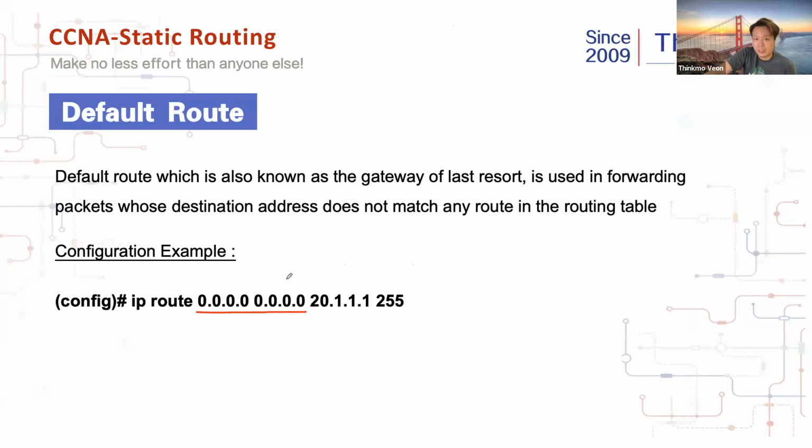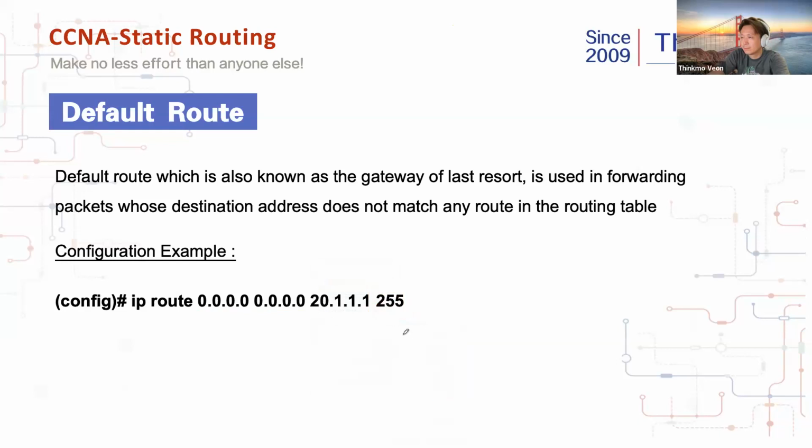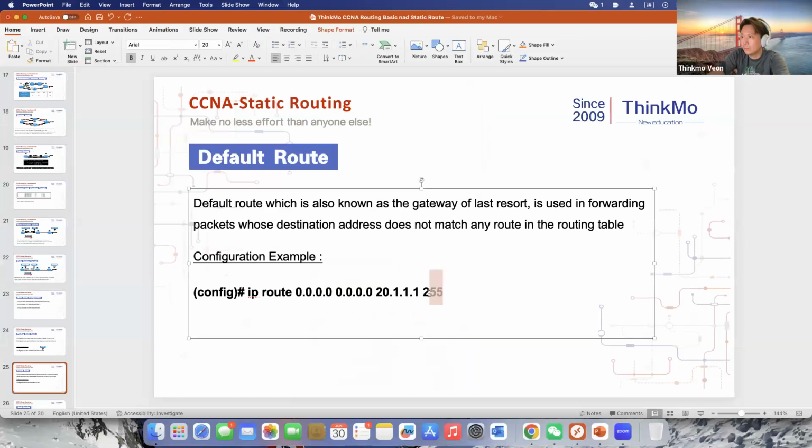If the router cannot find any route in the routing table. So this default route, the next hop is this 20.1.1.1. Oh, sorry, this 255 shouldn't be here. Okay, so only 20.1.1 is the next hop. Okay, let me remove this.